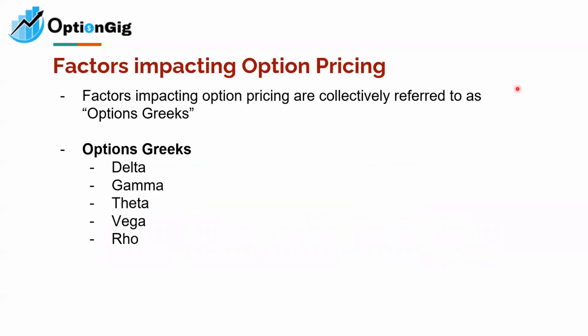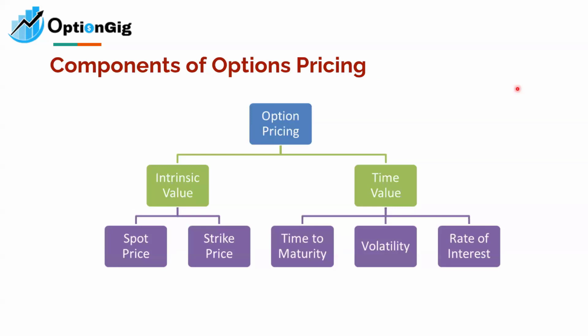Now, the factors that impact the option pricing are collectively referred to as option Greeks. Let's go back. I want to understand, the strike price is constant, right? If I get into an option, the strike price of that option contract is constant as long as that option is valid. That doesn't change. But the spot price changes.